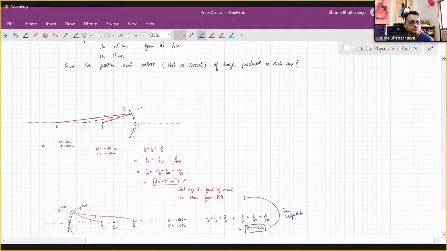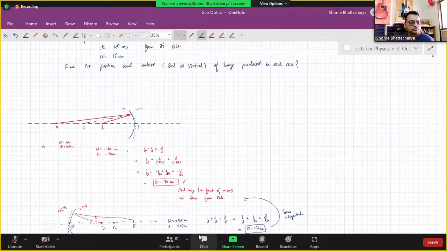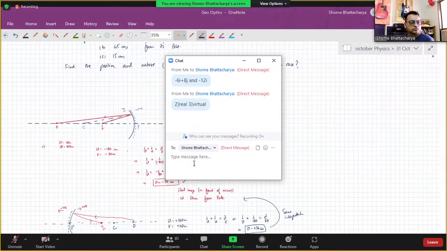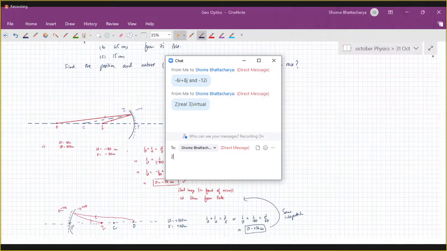Yes, correct, Harsh. Very good. Just tell me the positions in centimeters also. Actually, when we give the answer for this, we did not give it with an algebraic sign. We can just say that it's a real image in front of the mirror, whereas had it been a virtual image, it would have been behind the mirror.